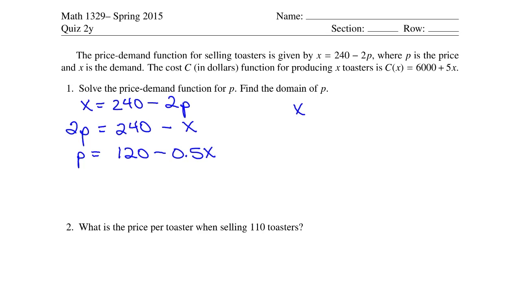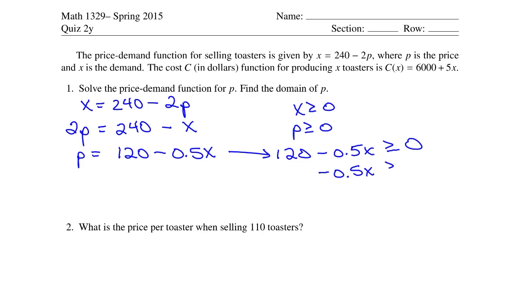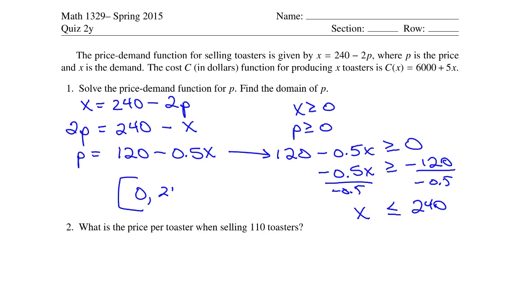Next, let's find the domain. So we know that x has to be greater than or equal to 0, and we know that p has to be greater than or equal to 0. So I'm going to take 120 minus 0.5x, that's our price demand, with p equal to that. Set that greater than or equal to 0, and solve for x. So first I move the 120 to the right side. Then I'm going to divide both sides by negative 0.5. So we're going to get x is less than or equal to 240. So the domain is 0 to 240.